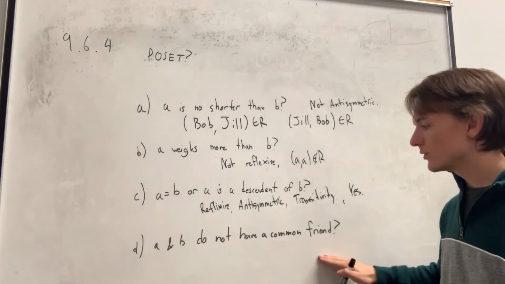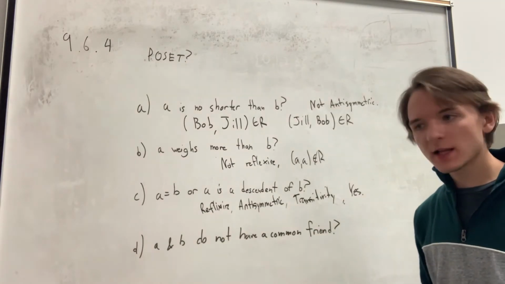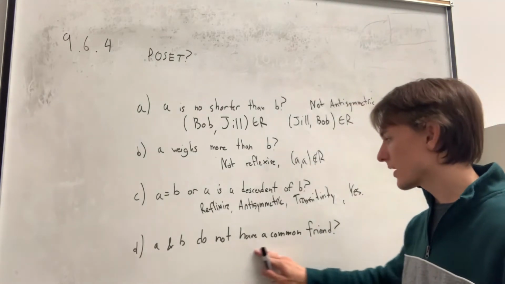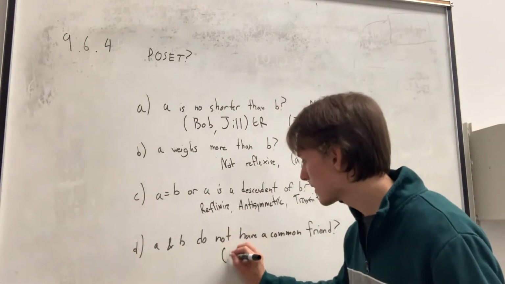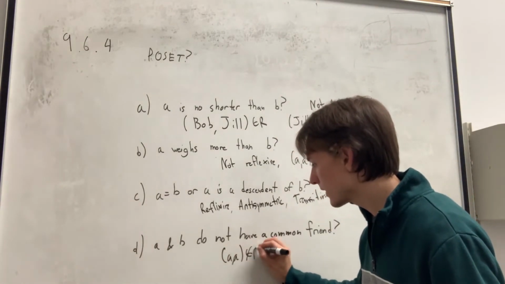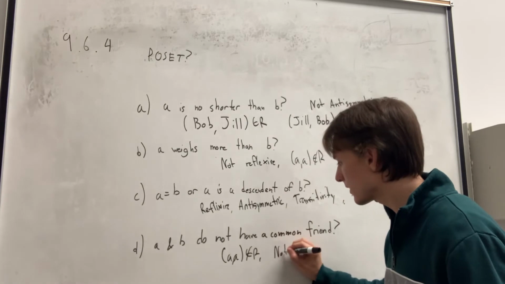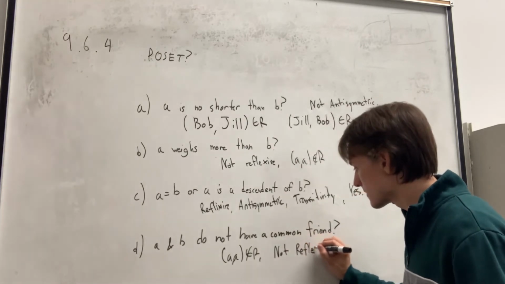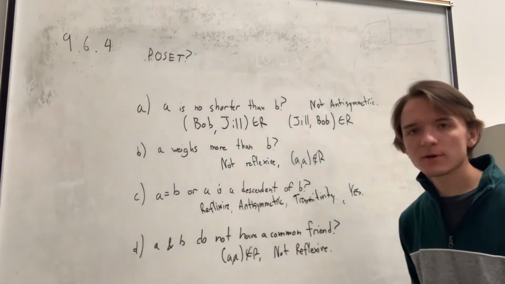Finally, A and B do not have a common friend. It's not reflexive because A and A do not have a common friend. It makes no sense. A and A is not in the relationship, so it's not reflexive and therefore not a poset.